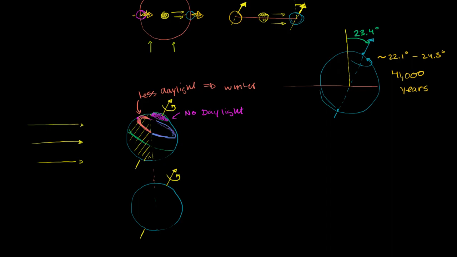But now once we're over here, the light from the sun is going to be coming from the right. The light from the sun is going to be coming from the right, just like that. And now, on this diagram at least, this is the side of the Earth that is going to be getting the sunlight.